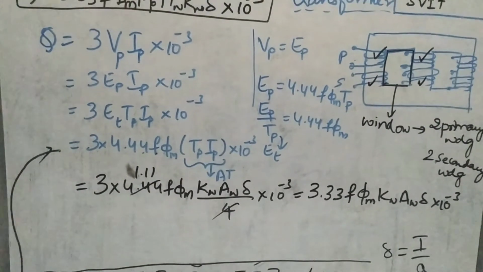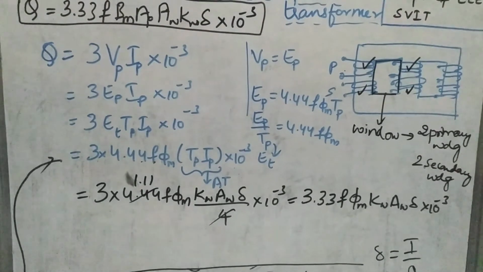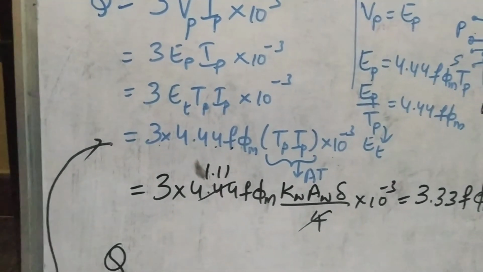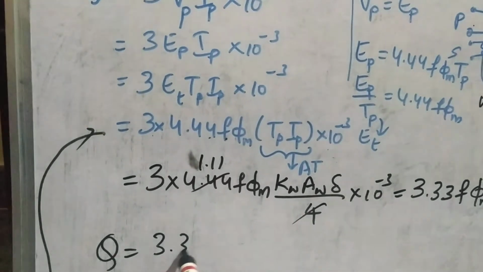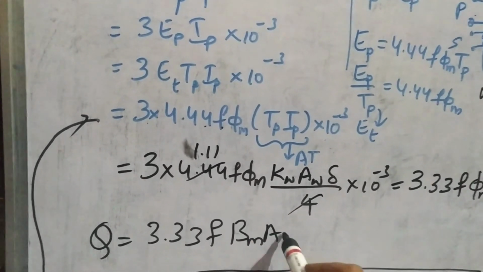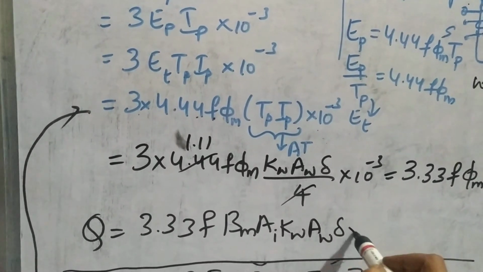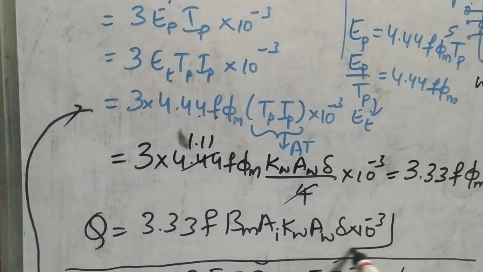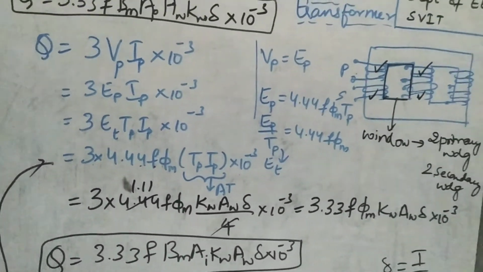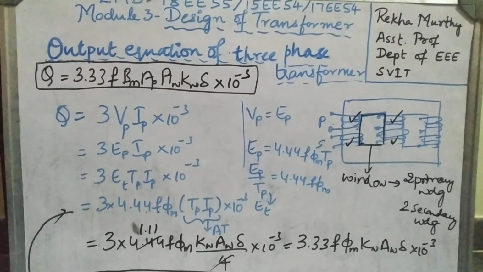Flux I can realize with respect to the flux density, because we know flux density is equal to flux by area. Therefore I can write the final equation: Q is equal to 3.33 F into Bm into AI into kW AW into delta into 10 power of minus 3. This will be the output equation for a three-phase transformer, whether it is a core type or a shell type.